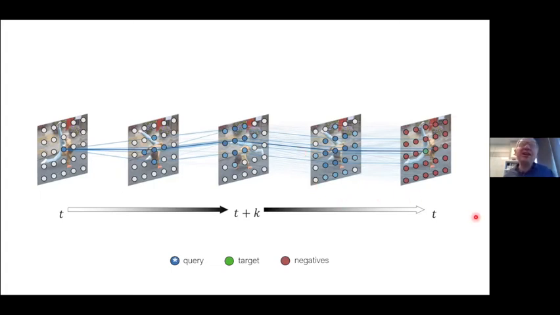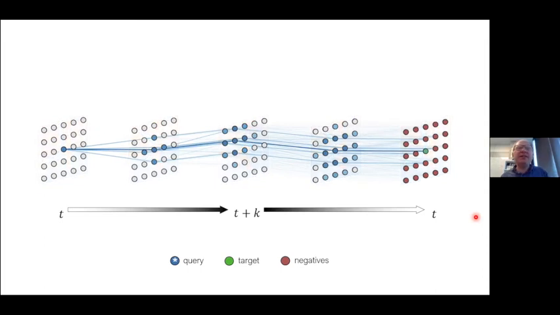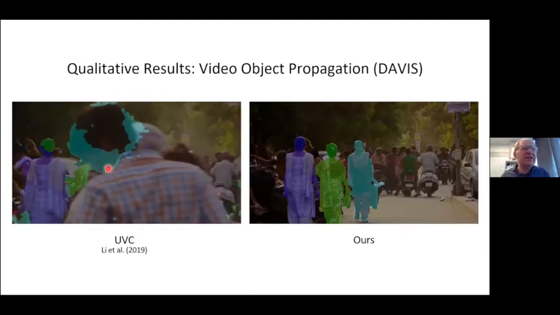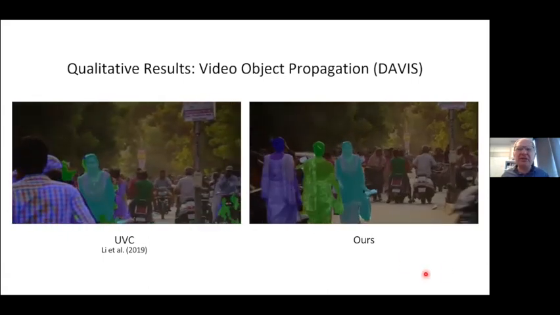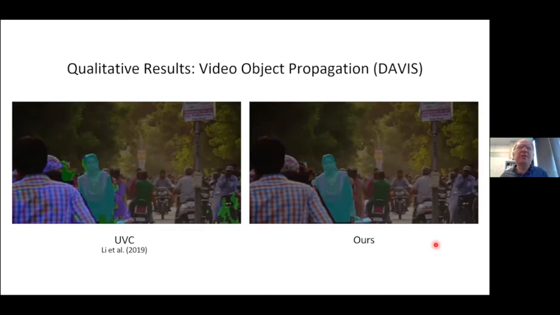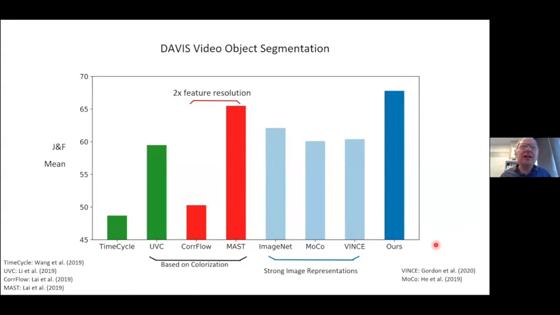Okay. And so now we have set up a nice framework where we can have the positives, we can have the negatives, and we don't have any human supervision whatsoever. Okay, so I'm going to skip the details of this and just show you that we can use this now for label propagation in video. So this is a kind of competition. This is the previous state of the art result, and this is our result. You can see that it's sticking much better to the people and gets less confused. And we have numbers to show that we're not only better than other self-supervised methods, but we are also better than methods that are supervised by human labels, like ImageNet and stuff like this, okay?